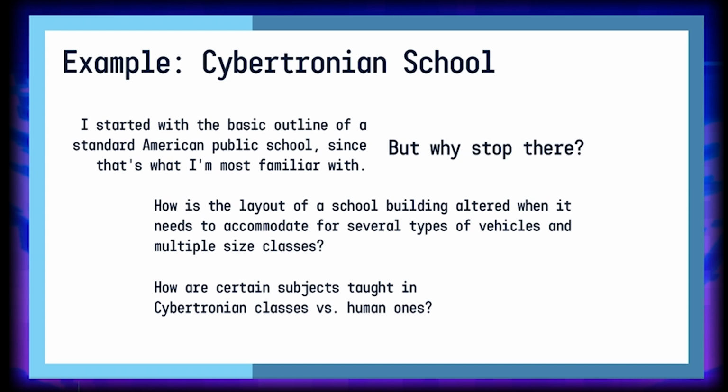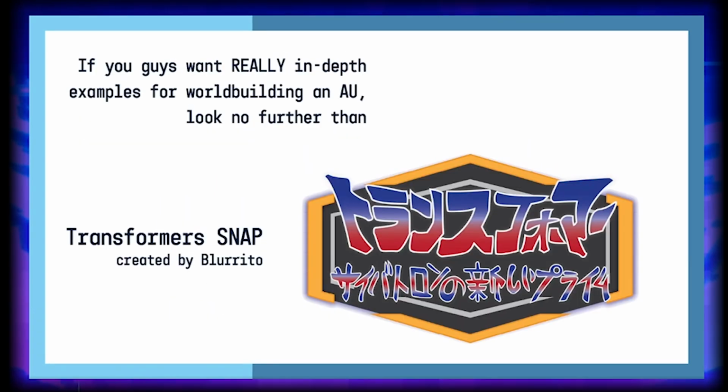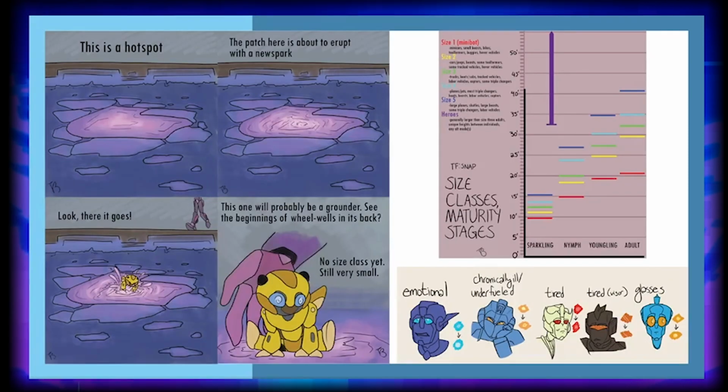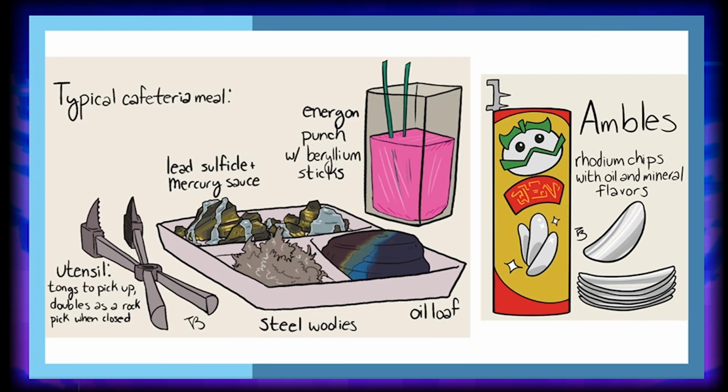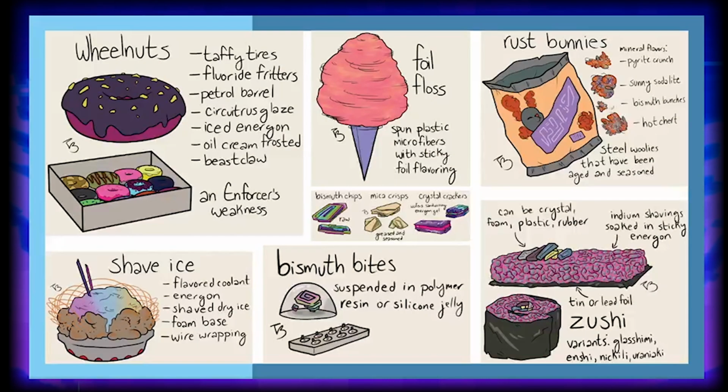Oh, but if you guys want better examples of how in-depth you can get with world building in AU, look no further than Transformers Snap, made by my friend Blurrito. No joke, guys, Snap has super detailed rundowns on anything you can think of. Biology, mythology, architecture, food, and my personal favorite, food.